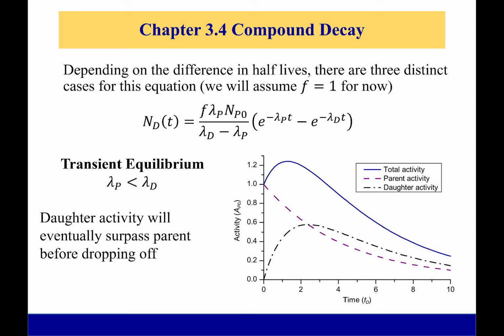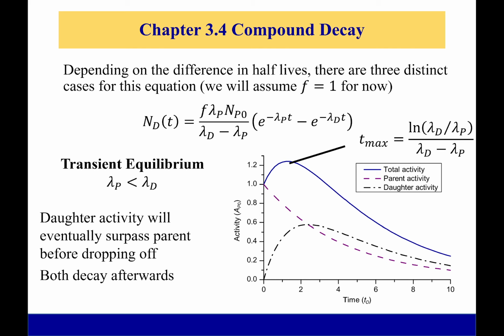So when this happens, you will eventually have a point where the daughter's activity will surpass that of the parent before they both drop off. That happens right about here. And you can also see that there's a max point for total activity that is not right at the beginning. It happens a little bit after, when the daughter is being produced and the parent is dropping off. This is the sweet spot right around here, before they begin dropping off. And once they've reached that max, both will start to decay as the parent can no longer produce enough to keep the daughter going.